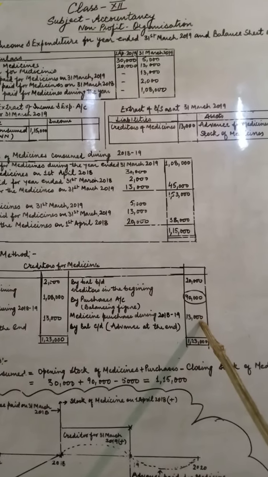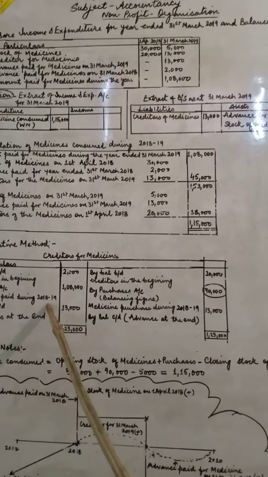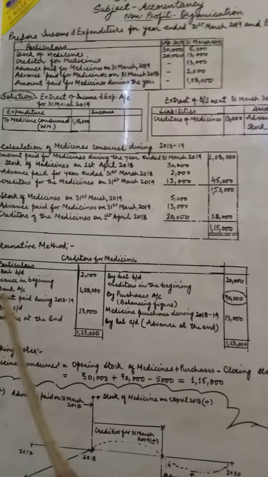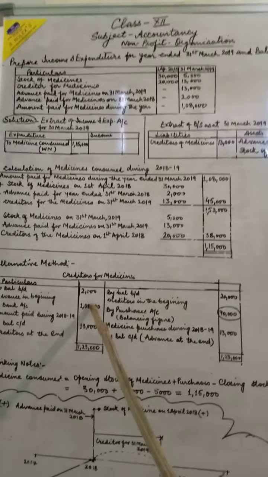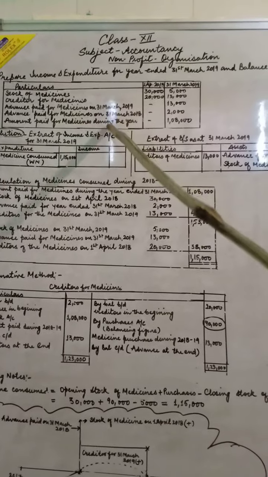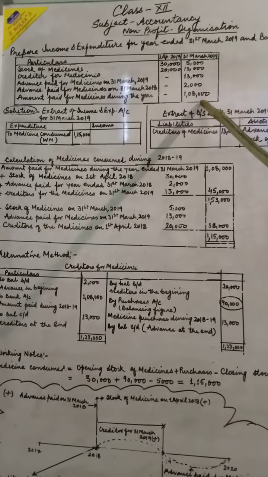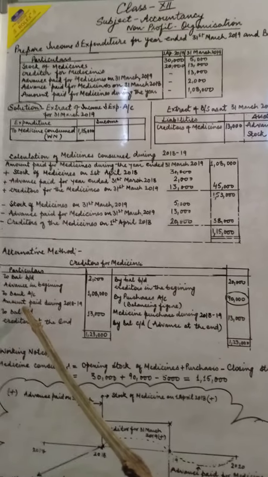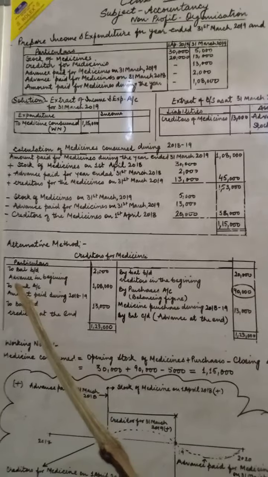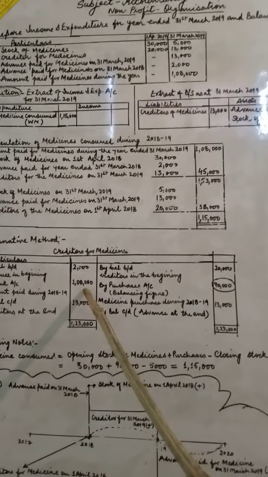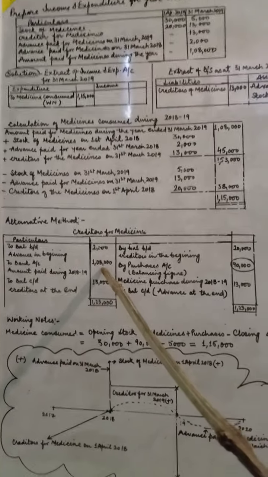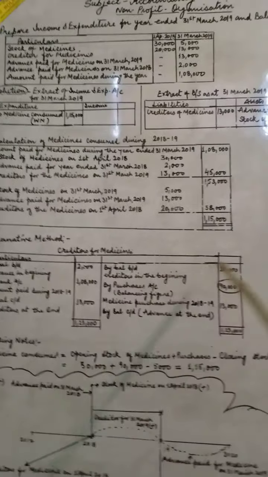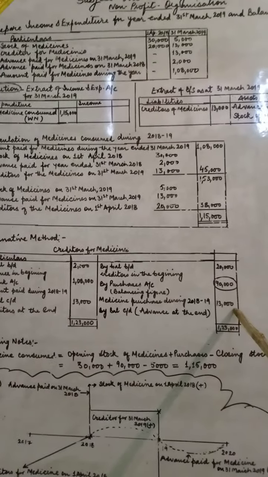Now what else is given to you? See, the amount paid during the year is also given to you. So it means to bank, what is this amount? Amount paid for medicine during the year is also given to you, that is 1,08,000. So to bank account you paid it. So the amount paid during the year, 1,08,000, will go to the debit side of the creditor account. Now 1, 2, 3, here you put the 3 items. Here you put the 1 and 2 items.